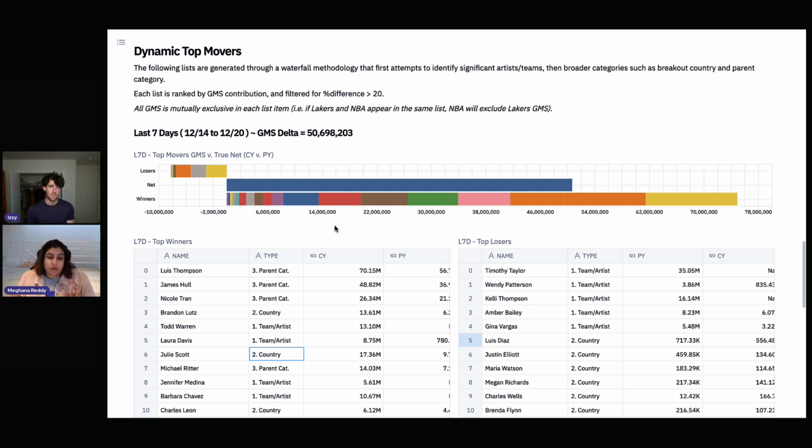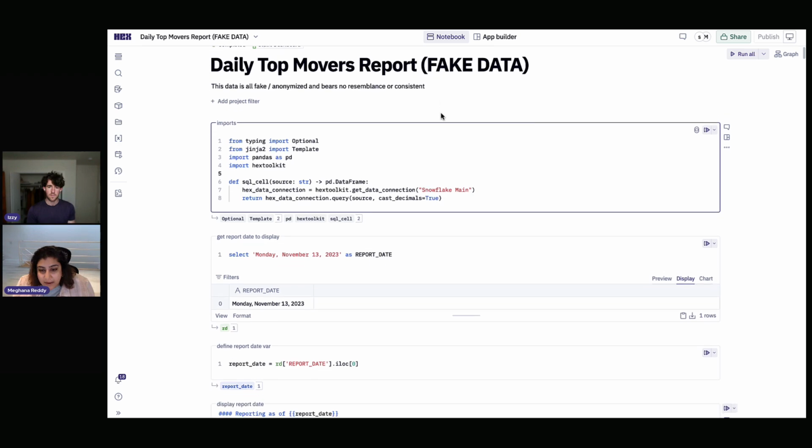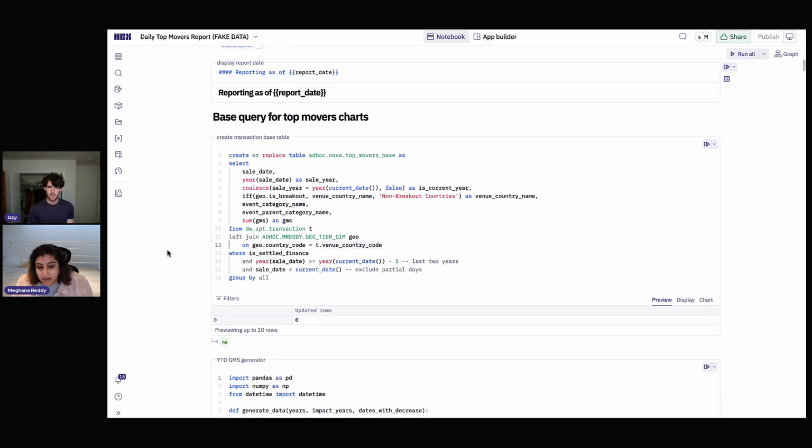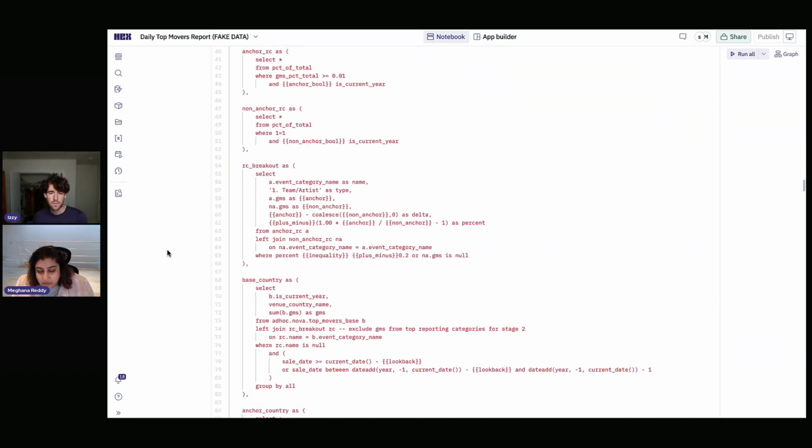So quite a lot of nuance in there, but what that looks like under the hood, if I switch over here really quick, is essentially a base query that needs to join multiple things together in a dynamic way. So if I scroll further down here.